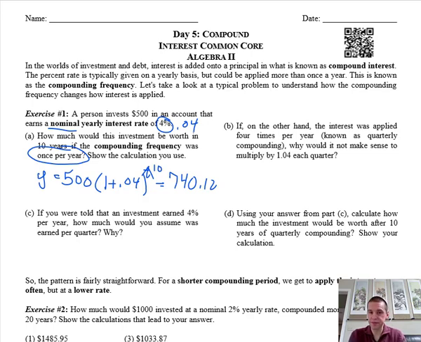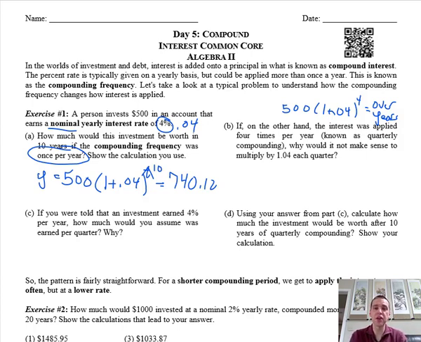Here's the thing. If we're still making a nominal interest rate of 4%, so that's your overall interest rate, that's the interest rate the bank is going to say they give you. If I do this as 500 times 1 plus 0.04 raised to the 4, that's really over 4 years. We know that the bank is not going to give us 4% every quarter. That would be crazy. They would be losing money.